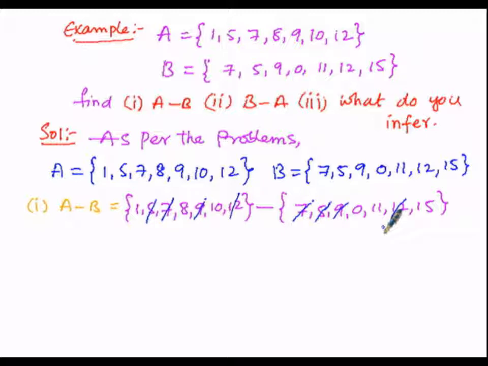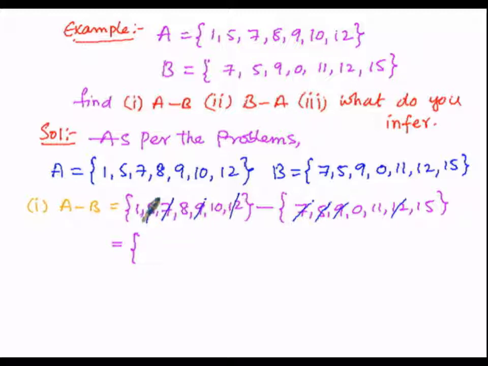Now while writing the result, the new set consists of only the elements left over in the first bracket, that is set A, not the elements of set B. Even though the elements 0, 11 and 15 are left over in set B, set B is removed from set A. So we have to write the leftover elements of only set A in A minus B.